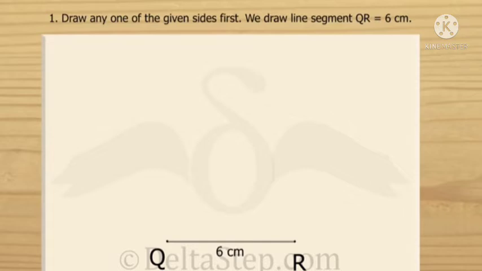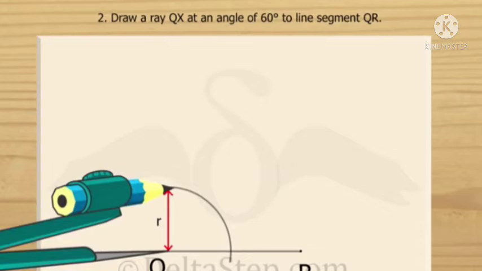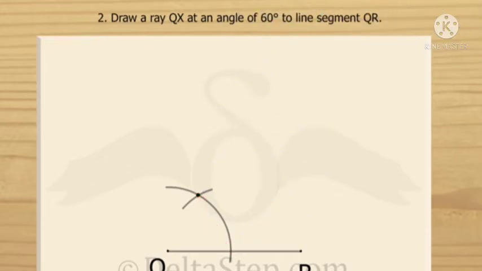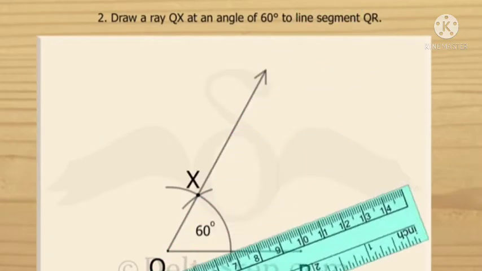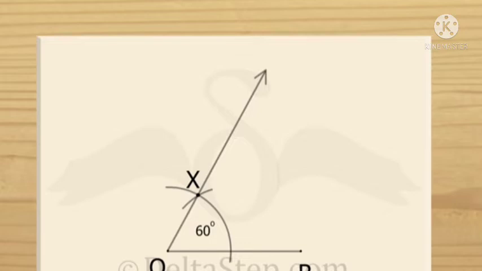So let's take a compass, and here is the arc we have taken, of a certain radius. With the same radius we will take another small arc on the main arc. Then we will name the intersection point as X, and then we will join Q and X to get the ray. So QX is our ray, and this angle XQR became 60 degrees.